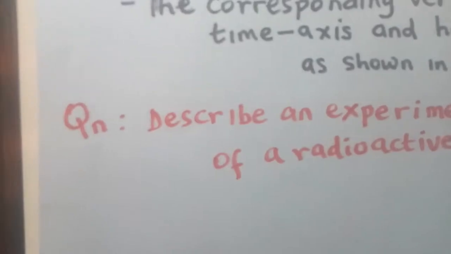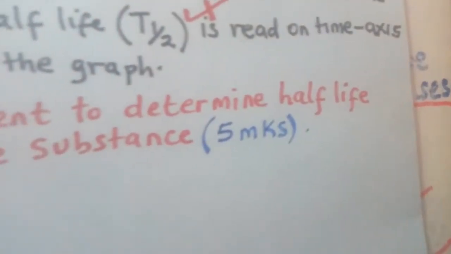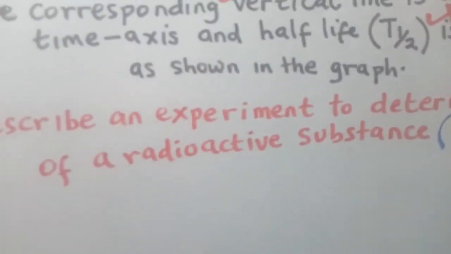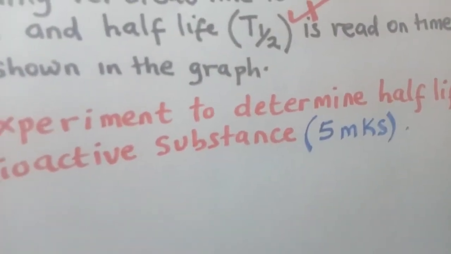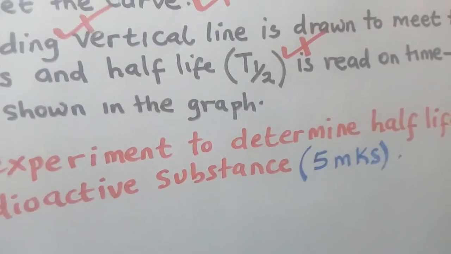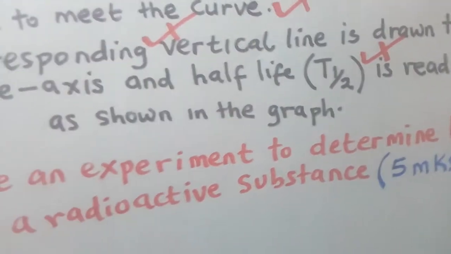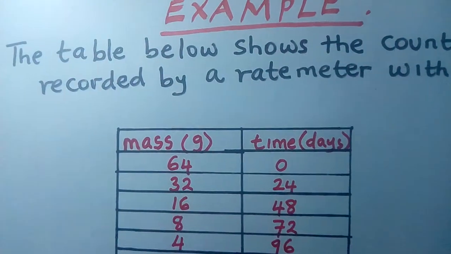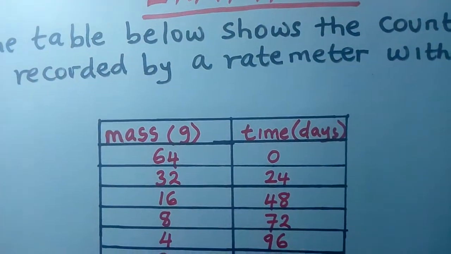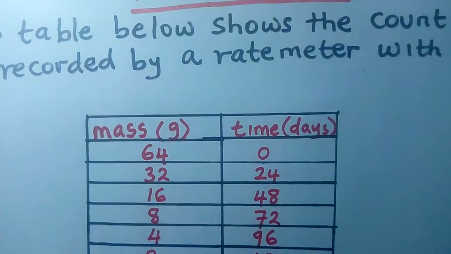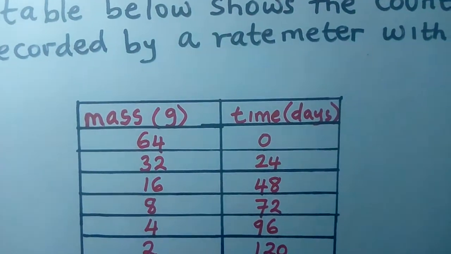So if somebody gives you a question that describes an experiment to determine the half-life of a radioactive sample or substance and is giving you 5 marks, you can see where the marks are. You see, each time you mention important points, you get your marks. Now we have just talked about a graph, how to determine a half-life experimentally, and we said that when you plot a graph, you end up with what?